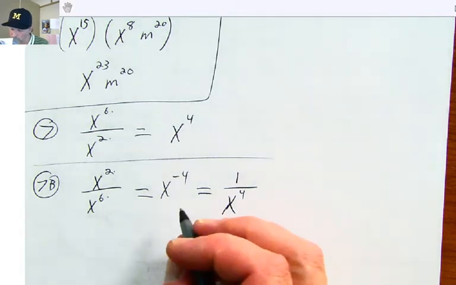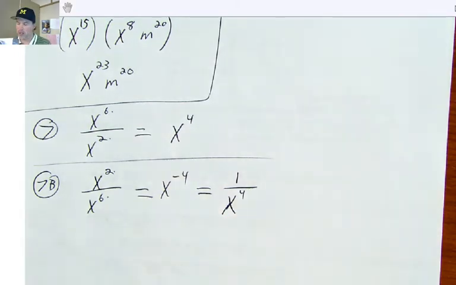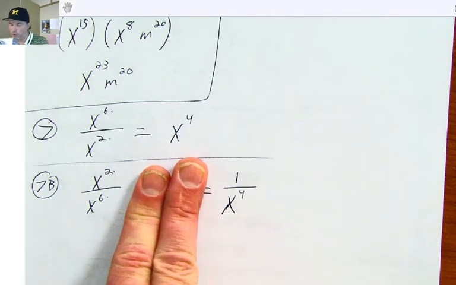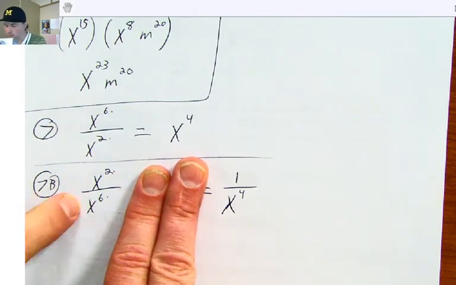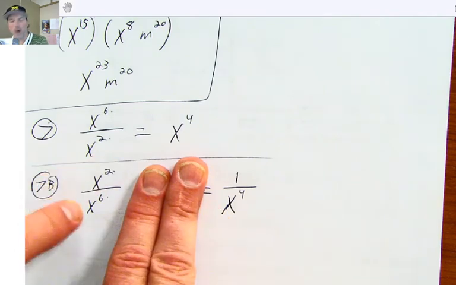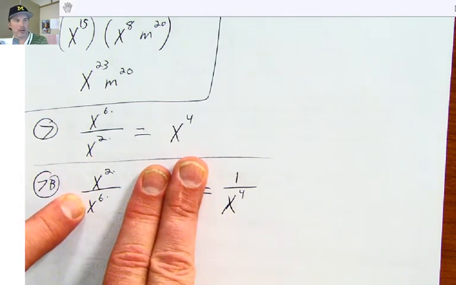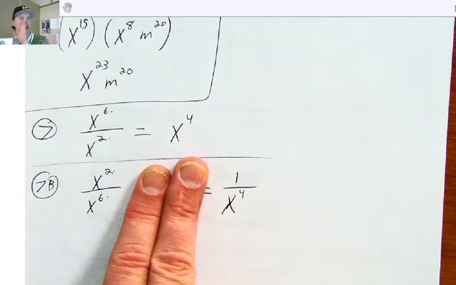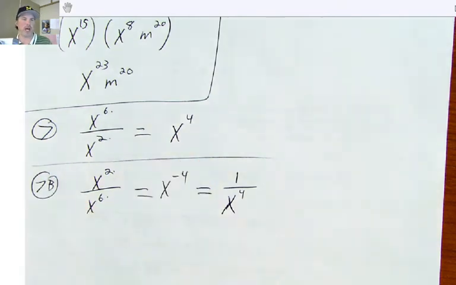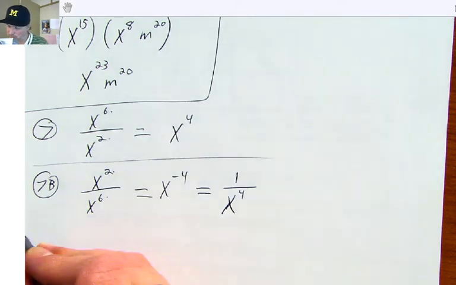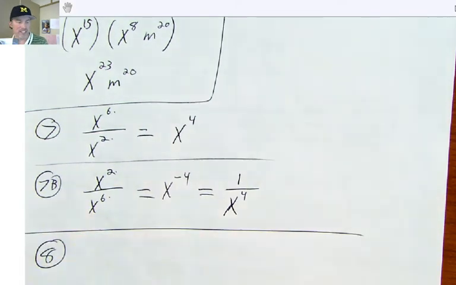Another way of thinking about it, and this is how I think about it. Do you have more x's on the numerator or the denominator? Denominator. Okay, so we have an x on the denominator. How many more x's on the denominator? There's 4 more x's on the denominator. Then that's 1 over x to the 4. I do not normally do this middle step. But there's nothing wrong with doing the middle step.